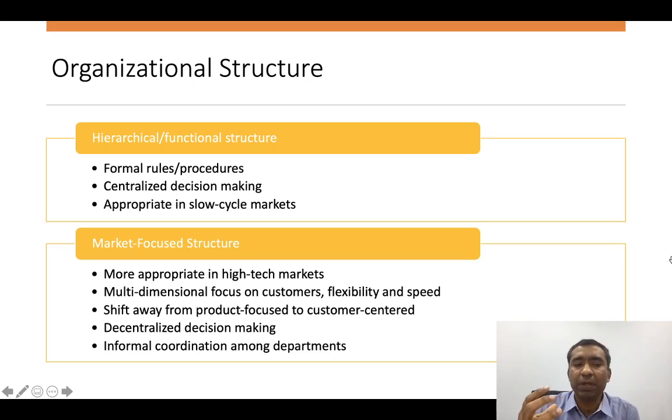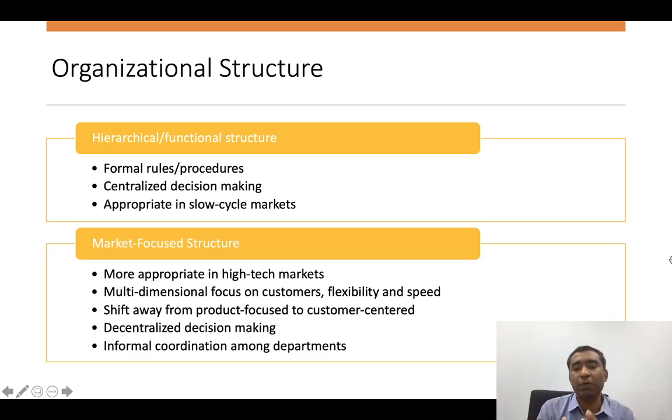These are the companies who are more focused on high tech products. They are more focused on customer needs rather than their own structure, because they are flexible, more appropriate for high tech market. Multi-dimensional focus on the customer, flexibility and speed. That is what I explained in the past.